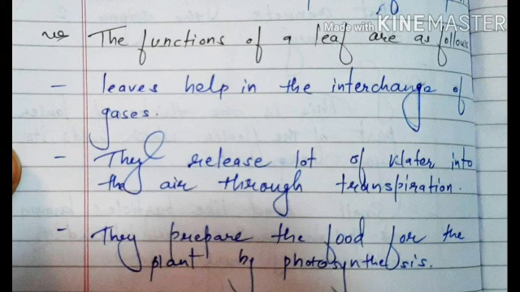Leaves help in the interchange of gases. Second point is they release a lot of water into the air through transpiration, and the last point is they prepare the food for the plant by photosynthesis.